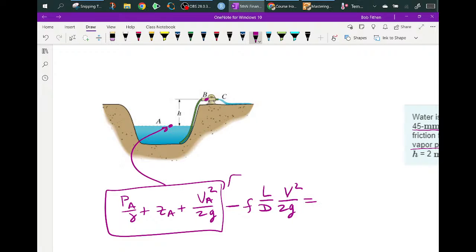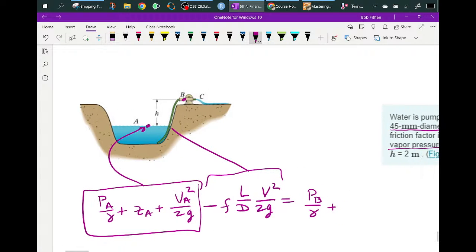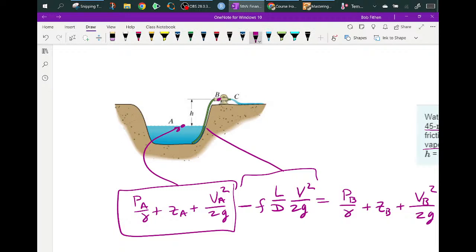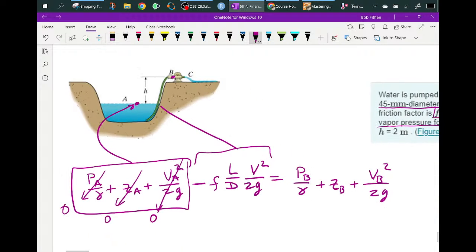This is the loss going through that pipe, and this is the energy. It's actually the energy per unit volume at point B. Now, a couple things you can do. You can make these simple assumptions. One, at A is the top of the water, pressure would be 0. You could set it as your datum. You could say the river is fairly large compared to this small pipe.